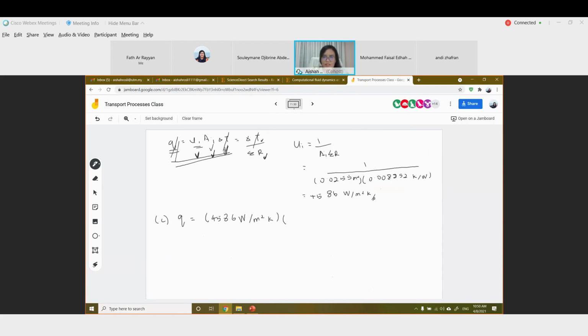The area is this one, 0.0255 meter squared. Then times delta T, which will be the one that we calculated just now, 42.2 Kelvin. So we will get 4,935 watt. Okay.